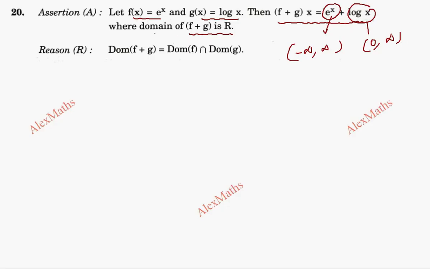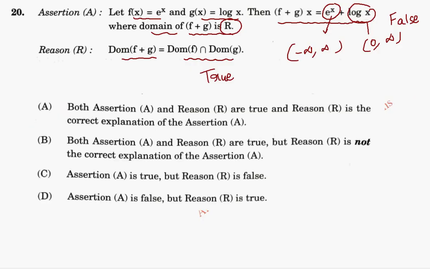So when we see the domain of these two, we cannot say R, because inside log we can have only from 0 to infinity, not negative numbers, that is, less than 0. So it means this is false. And this is anyway true, because when I take the domain, we take the intersection of both the intervals. So the correct option, from these options, is A is false but R is true.